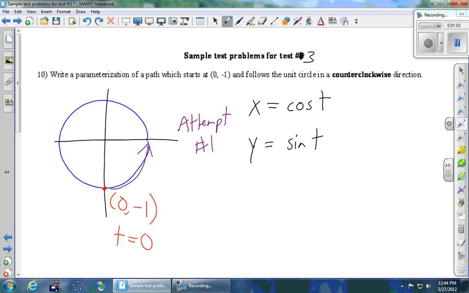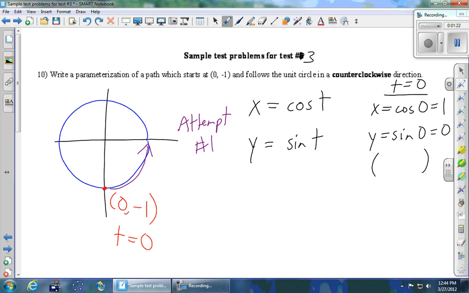And so then we're going to go ahead and plug in t equals 0 into both of these things. And so we know that x is supposed to be cosine of t, so cosine of 0 in this case is 1, and the y is equal to the sine of t, so the sine of 0 is 0. And so that means that my point, x and y, is 1 and 0 in that order. And what I was really interested in was starting at the point 0, -1. Okay, so it didn't work.